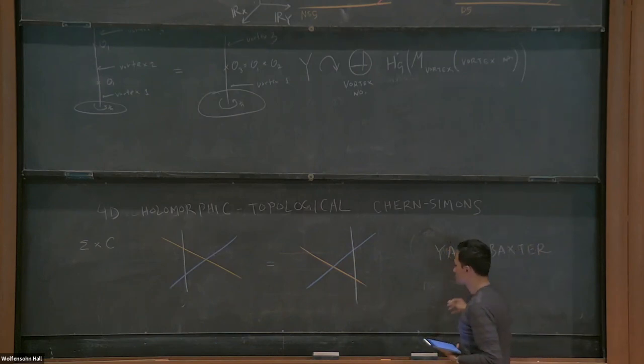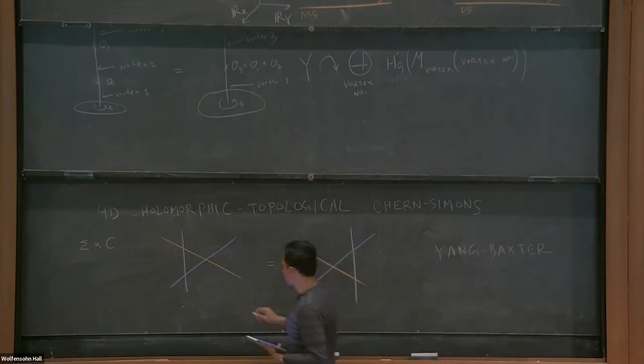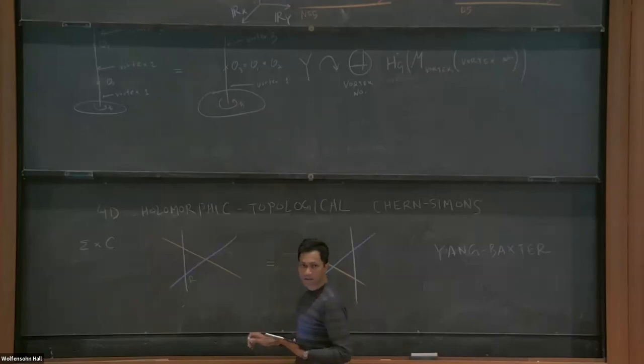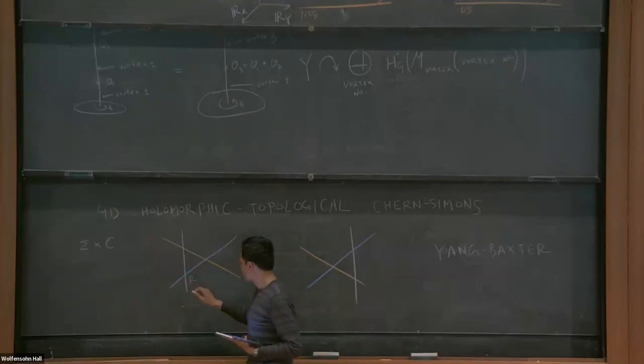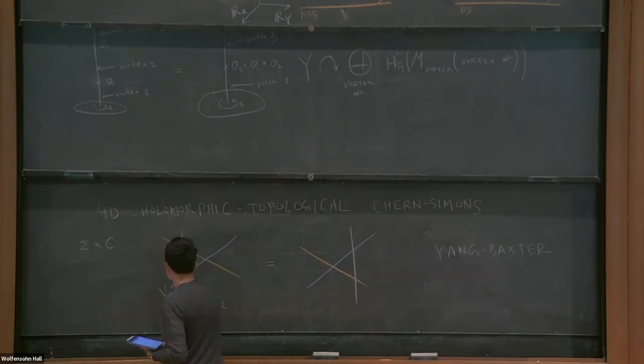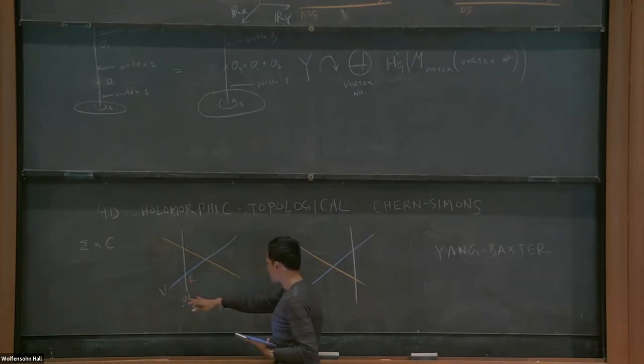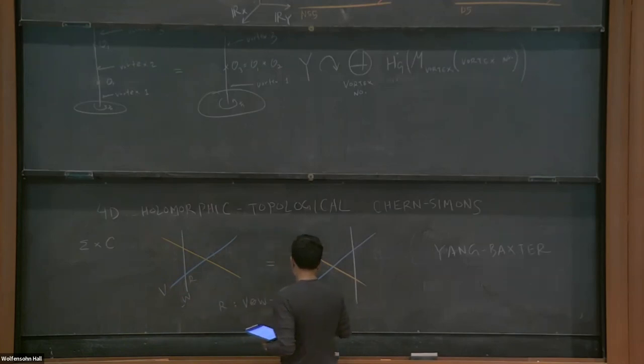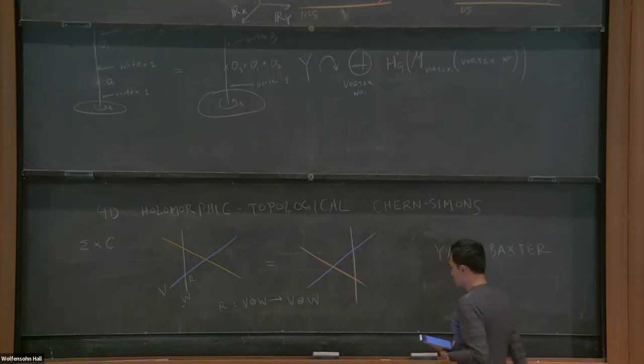is also often represented in terms of diagrams like this. So here, to each intersection of lines one attaches an R matrix, which is a map from, say, these two lines labeled by two vector spaces V and W. Then R is a map from the tensor product of these two things to the tensor product.